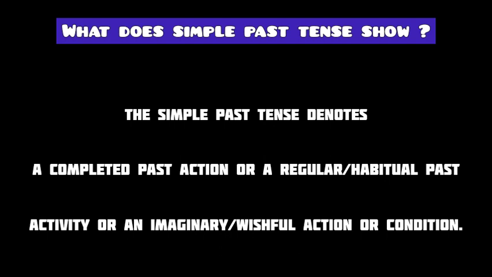In other words, the simple past tense shows three types of action. Number one, a completed action of the past. Two, a regular past habit. Three, an imaginary or wishful action. Now let me give you examples of these three different uses of the simple past tense.